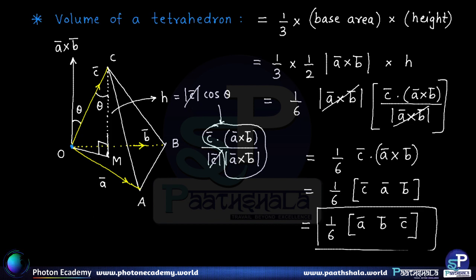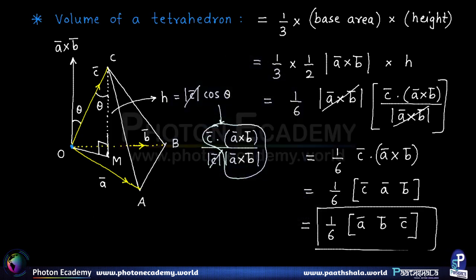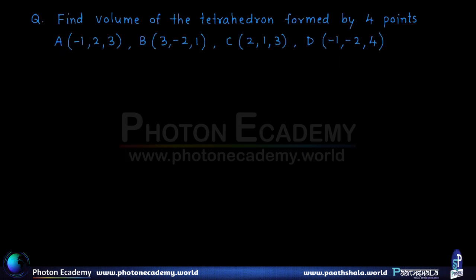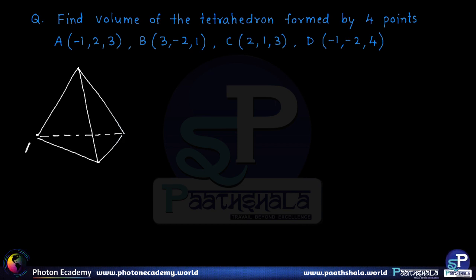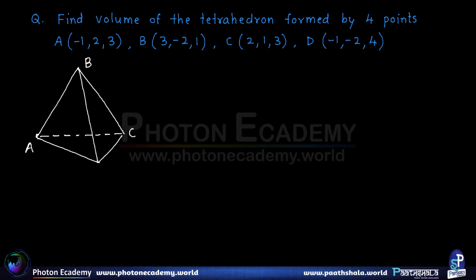Now if the value of the box product turns out to be negative, we take its absolute value because it's a volume. Now let's solve one example based on this. Find the volume of the tetrahedron formed by 4 points A, B, C and D. So let us arbitrarily draw the tetrahedron. Let us take point A, then B, C and D.